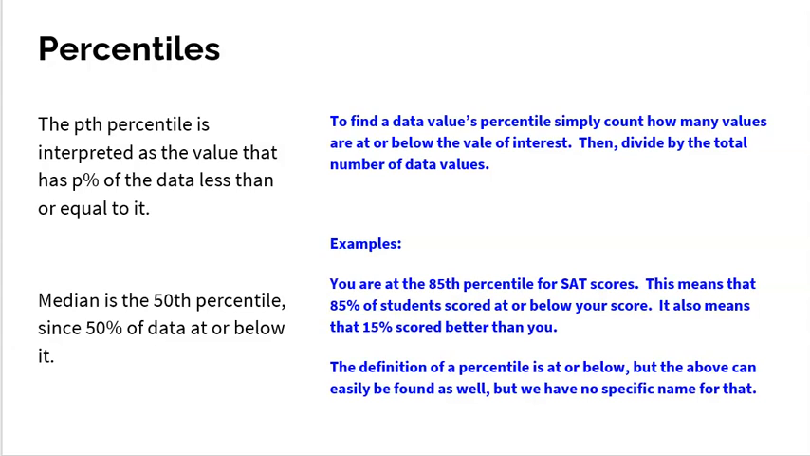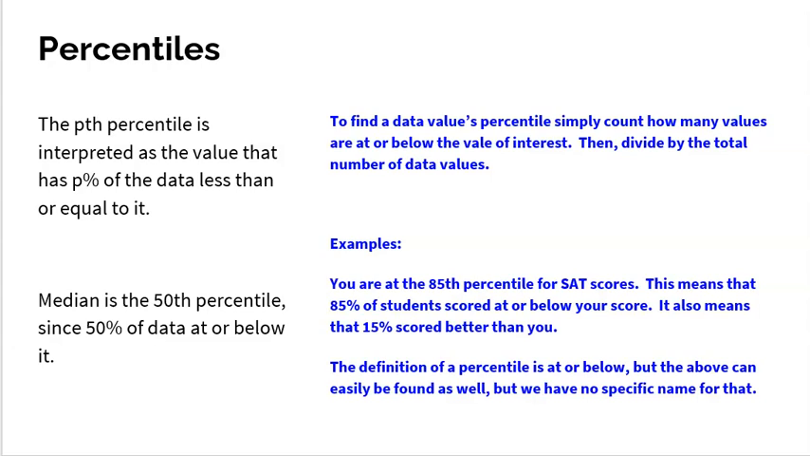So a percentile is interpreted as the value that has p% of data less than or equal to it. Okay, I know it's a little bit confusing, but let's use some examples. Examples make this a lot better, right? So if you're taking the SAT and you were told that your score puts you at the 85th percentile, what that means is that 85% of other scores were at or below your score. So that actually means you did pretty good. So that actually means 2 things. It means 15% of people did better than you. Oh well, deal with it.